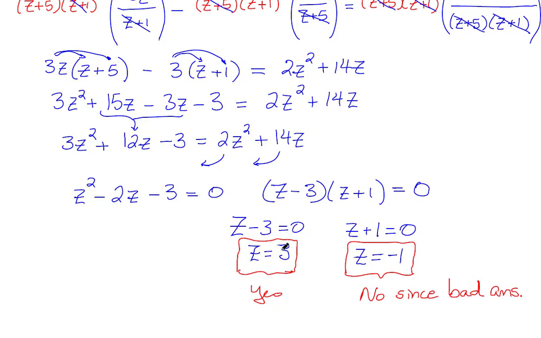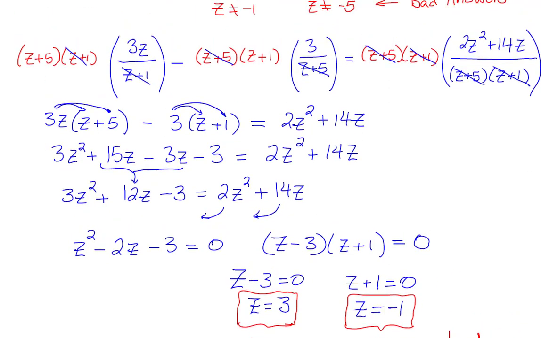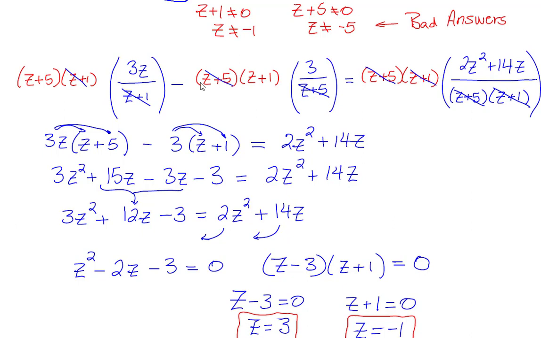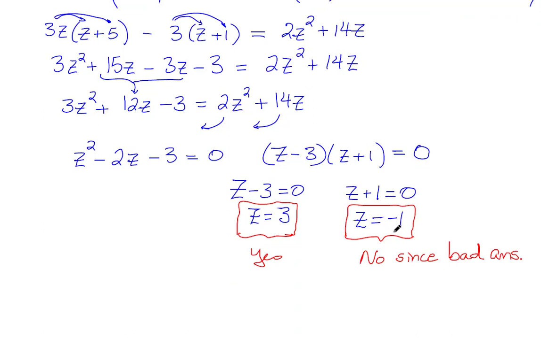So let's see, z minus 3 is 0, so that gives me z is 3. Z plus 1 is 0, I get z is minus 1. So we're happy, we've solved the problem. But now I need to ask myself, are any of these answers that would make my problem undefined? Let's go back and look. The bad answers were minus 1 and minus 5. We got minus 1 as an answer, so I need to throw that one away. And this is our one answer, which is z equals 3.